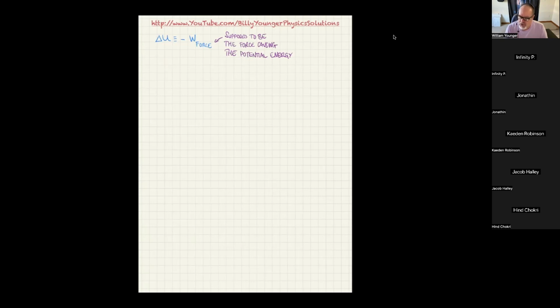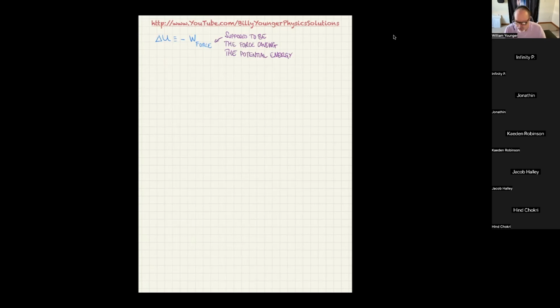And remember, change in, like I have written here with the capital delta of the Greek alphabet, which is that triangle, is always understood to be final minus initial. So if I'm going from A to B, what delta U means would be UB minus UA, because B is the final position and A is the initial position. So if you set that equal to the negative of the work done in going from A to B, then you'll get a definition for the potential energy. So let's start off by showing you what I mean there.